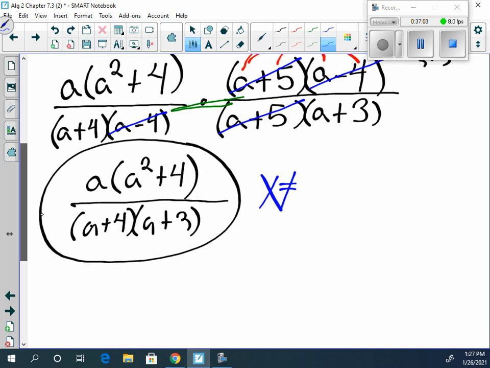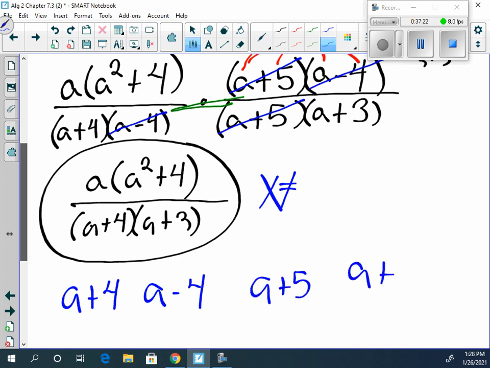Now we still need to look at the restrictions. So I'm going to start off with the denominator of the first rational expression, which we have a plus 4, a minus 4, and the second one we have a plus 5 and a plus 3. And those 4 took care of the 2 denominators, yes? Now we need to look at the numerators of the second rational expression, a minus 4, a plus 5. Well, hey, we already have those listed, yes? So we don't need to list them again.